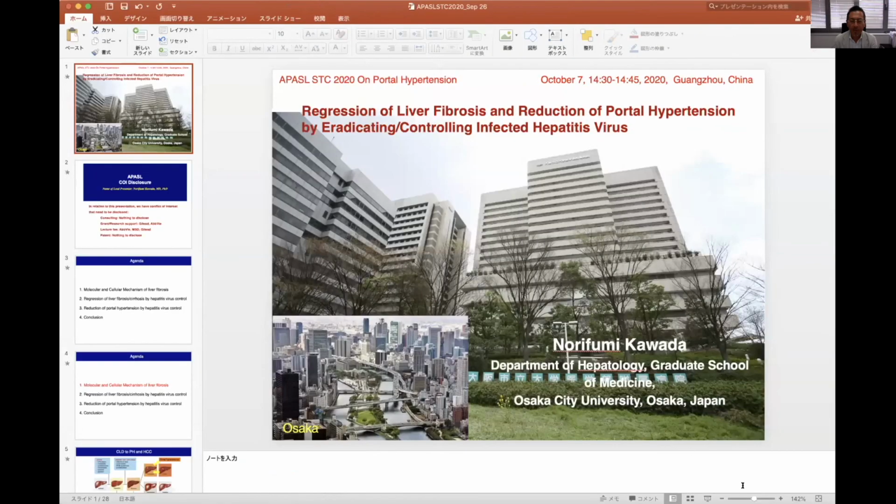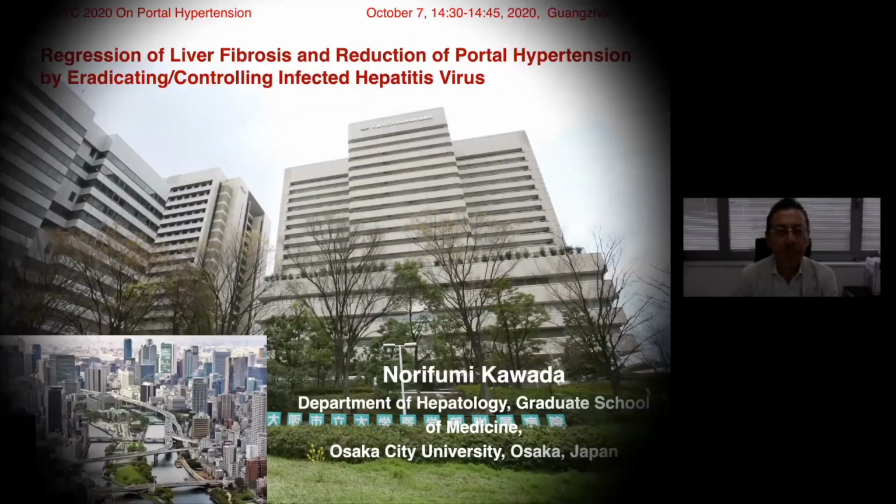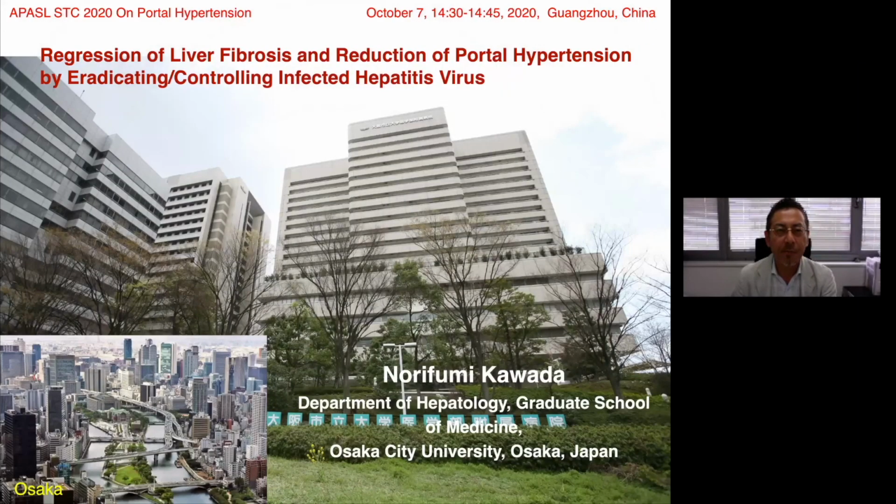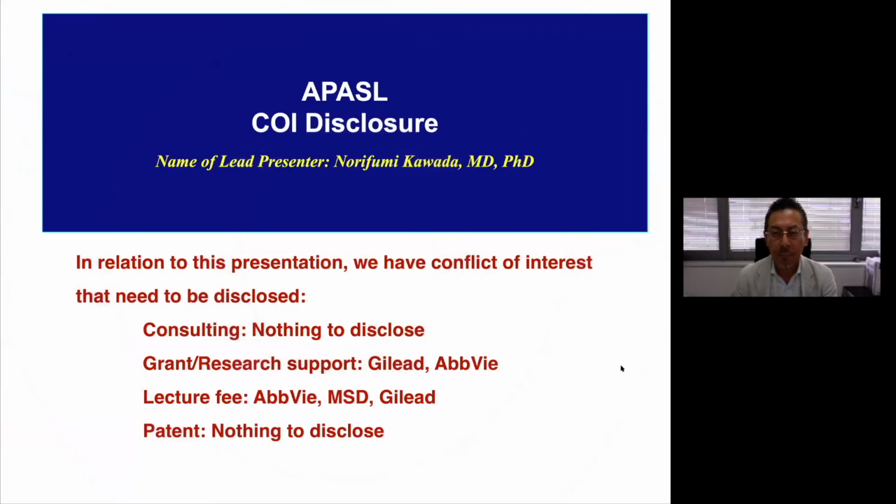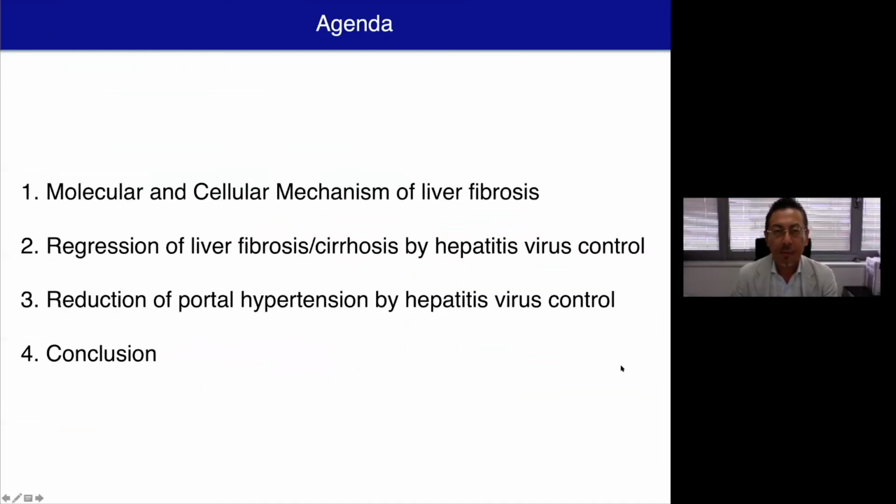So today I will give a talk on regression of liver fibrosis and reduction of portal hypertension by eradicating or controlling infected hepatitis virus. This is the agenda of my talk today. First, I will give a talk on the molecular and cellular mechanism of liver fibrosis.